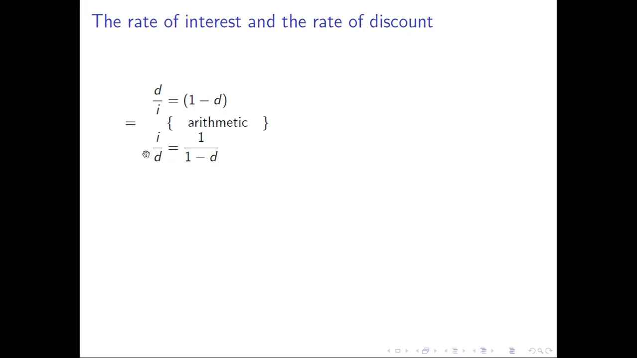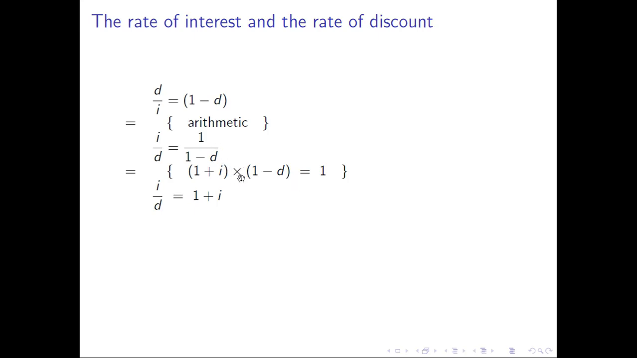So first we take the reciprocal. Okay, we've got i over d equals 1 over 1 minus d, and okay, we've got i over d on that side, but we don't have 1 plus i on this side. However, remember, 1 plus i times 1 minus d equals 1. So therefore, this is equal to 1 plus i.